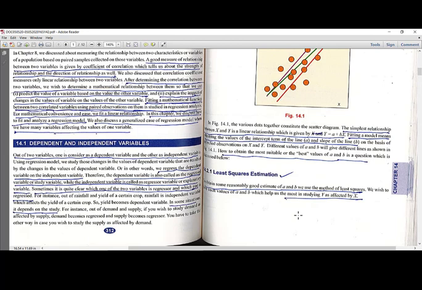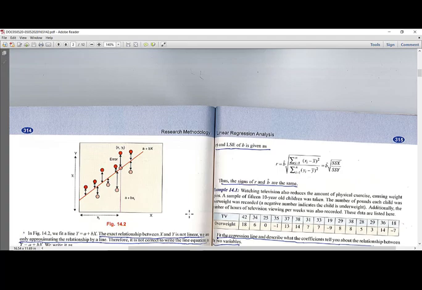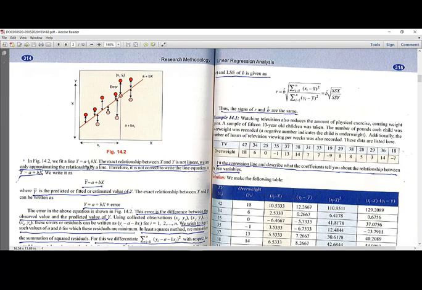To obtain some reasonably good estimate of a and b, we use the method of least squares. And it helps us the most in studying y as affected by x. If you see this figure, we fit a line y = a + bx. The exact relationship between x and y is not linear. We are only approximating the relationship by a line. Therefore, it is not correct to write the line equation y = a + bx. We write it as y-hat = a + bx, where y-hat is the predicted or fitted or estimated value of y.